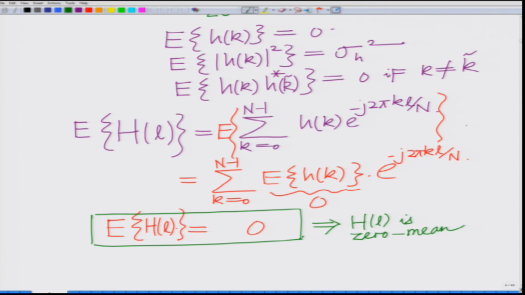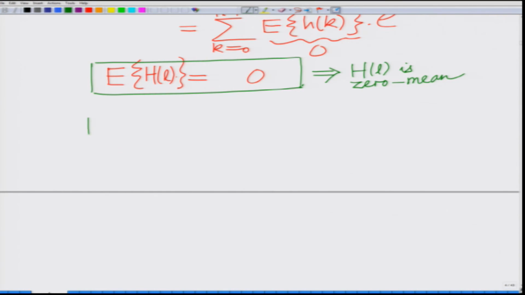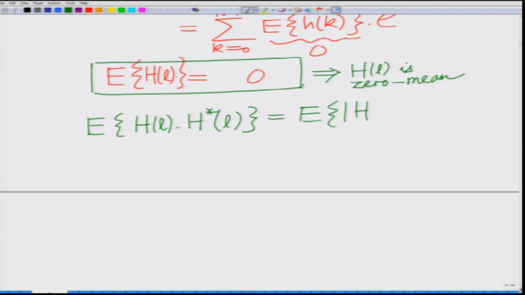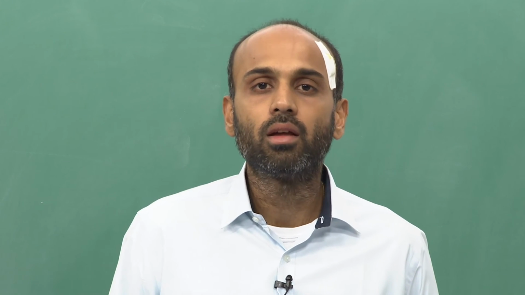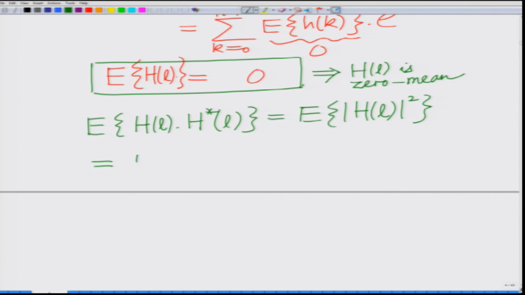is also 0 mean. Now, we have to find the variance, that is, what is the expected value of H_L H conjugate L, which is the expected value of magnitude H_L square. What is this? This is equal to the expected value of, well, let us again write it, use the same trick or technique that we used earlier.